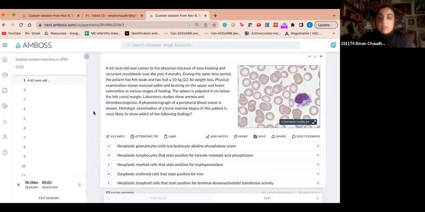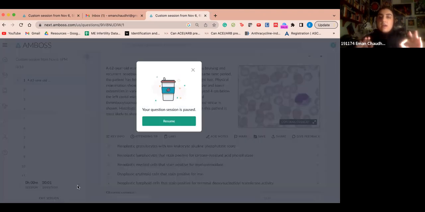Now, I did not basically put them in any order. The reason I didn't do that is because for you guys, it's incredibly important that you know how to come to a differential yourself on your exam, because your exam is not going to tell you, this is about a chronic leukemia, or this is about a non-Hodgkin lymphoma. They're not going to tell you, you have to figure that out on your own.